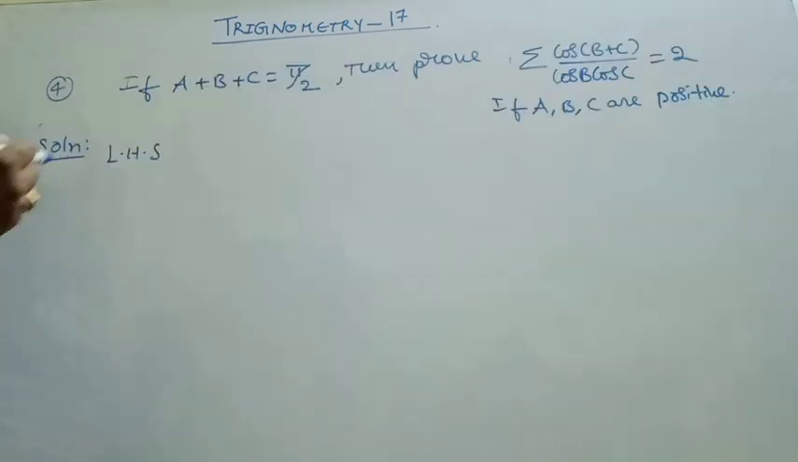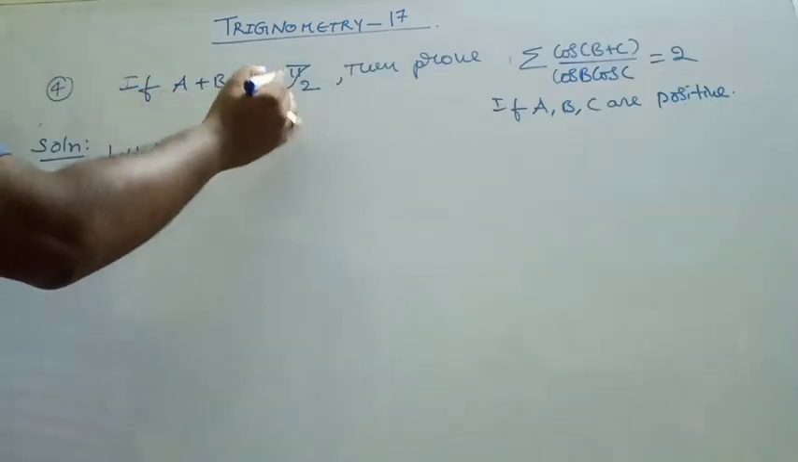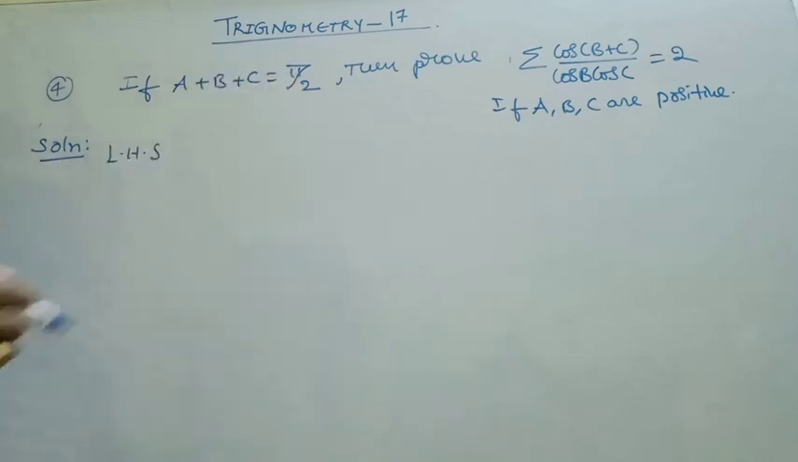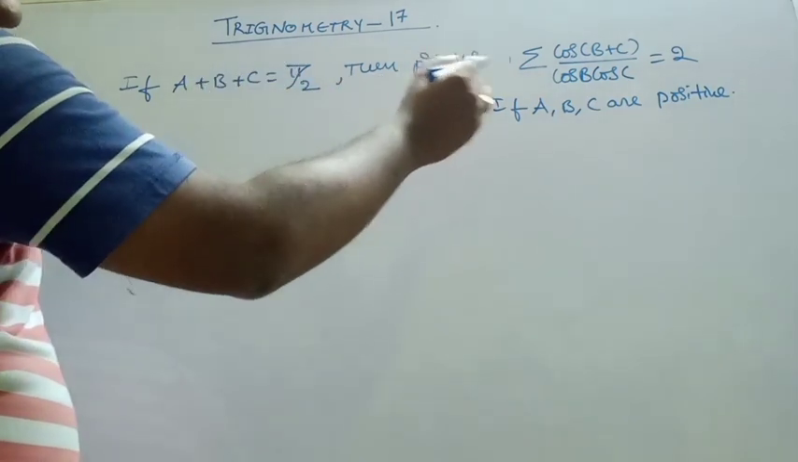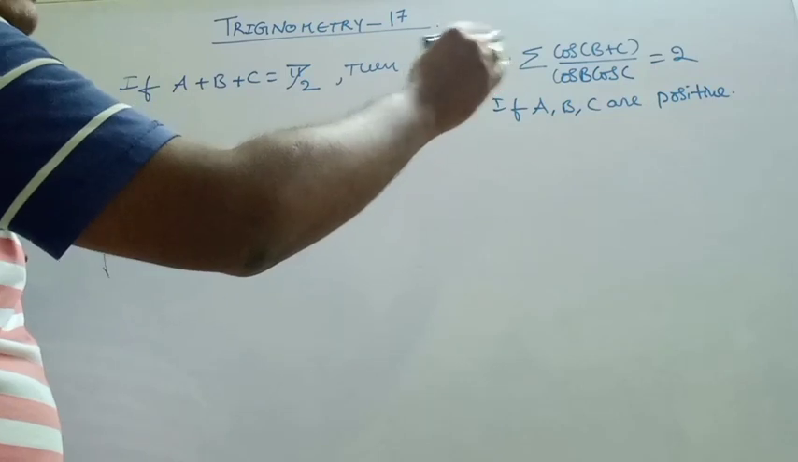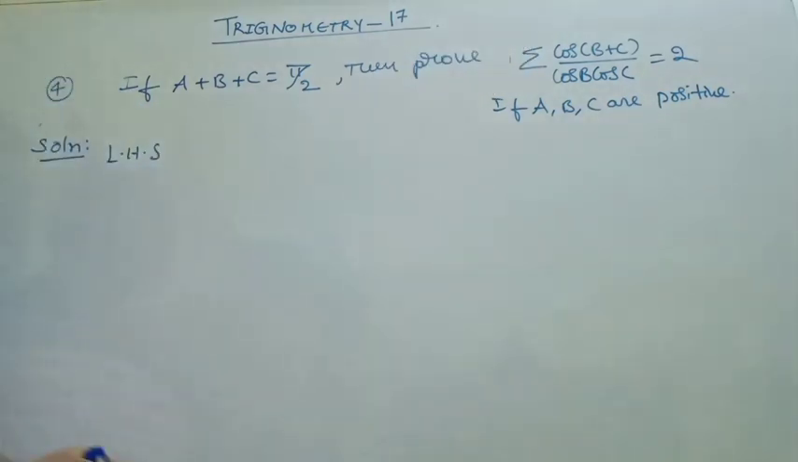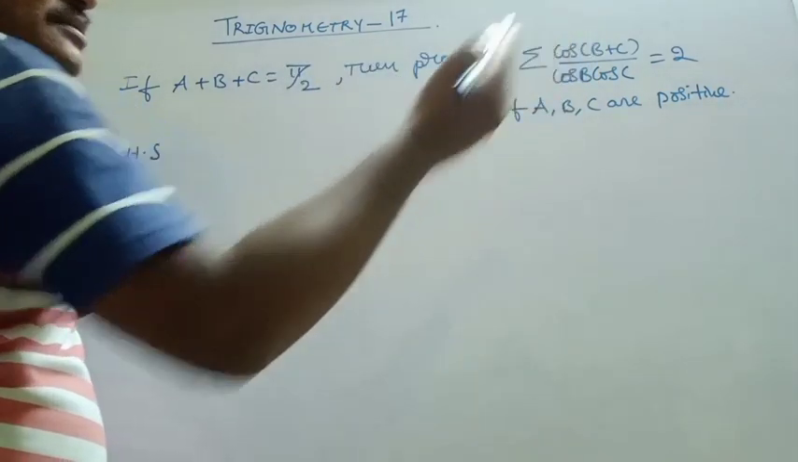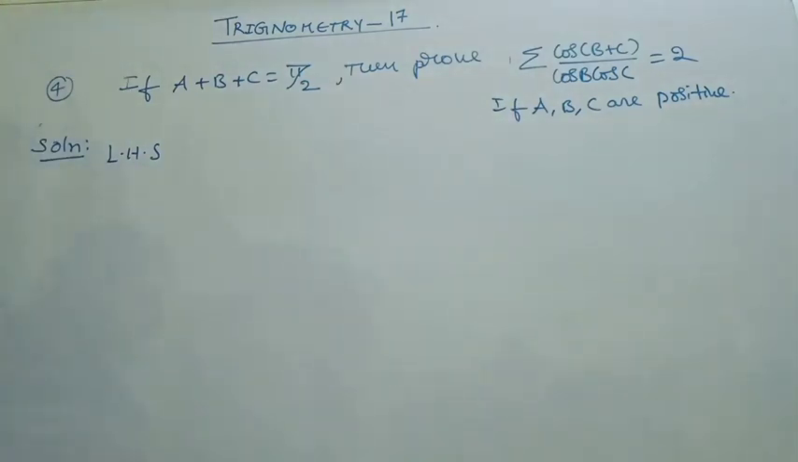Next, the fourth problem. If A + B + C is equal to π/2, that means 90 degrees, then prove that the sigma of cos(B + C) by cos B cos C is equal to 2. They have given that A, B, C are positive here. How are we going to do this particular problem?